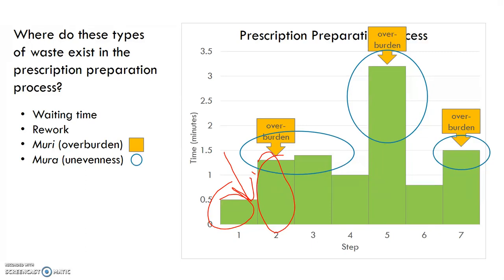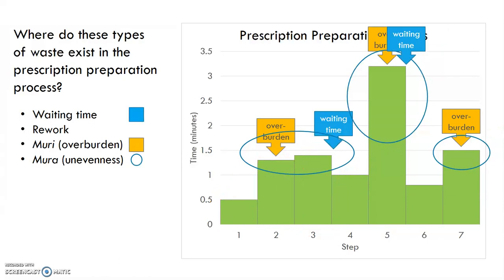Step 3 is very similar in length of time compared to step 2, so we're not going to see a lot of overburdening there, but we will again see overburdening comparing step 4 to step 5, and we'll see overburdening comparing step 7 to step 6. So lots of overburdening there, creating potential for errors and the need for rework in the process. So we want to pay attention to that.